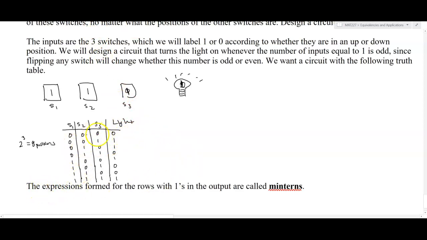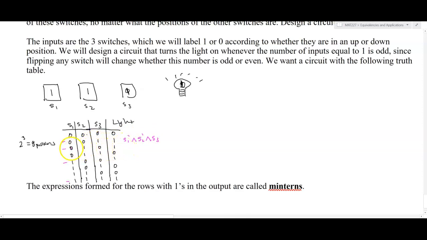And that means that we'll look at only the rows in which we want the light to turn on, which is there, there, there, and there. And in this first one, we see that if S1 is 0, then S1 prime will be 1. And if S2 is 0, then S2 prime will be 1. And if S3 is 1, then S3 is 1. So this will be a 1, 1, 1. That will model this second row.